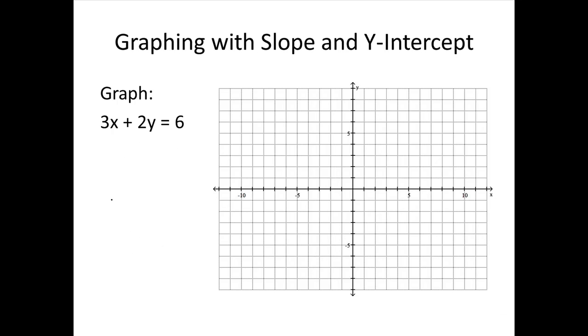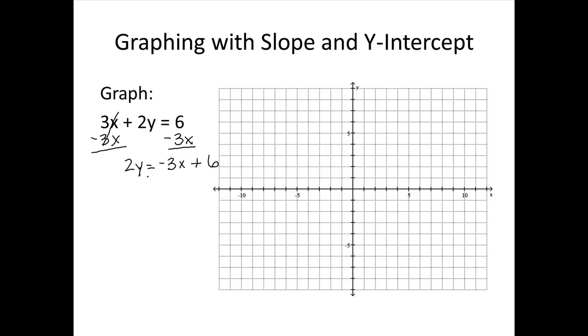Okay, on this last example we're graphing with slope and y-intercept again, but this time it's not quite so easy because it's not in y equals mx plus b form. This one's in standard form, and we need to solve for slope-intercept form before we try to graph. To do that, we're going to subtract 3x from both sides, and we're going to write that as 2y equals negative 3x plus 6, because we had a positive 6. We're putting the x first because we're trying to write it in mx plus b form.